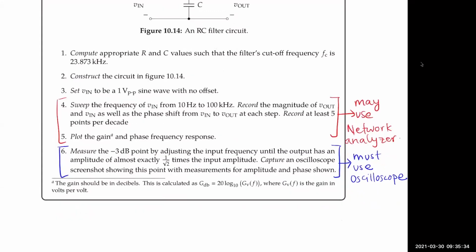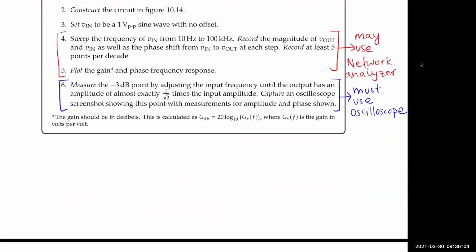Step 6, you're asked to measure the 3 dB point on an oscilloscope. So this step must be done in an oscilloscope. Basically, you're adjusting the frequency and observing the output amplitude and making a note of when that output amplitude reaches 1 over square root of 2 times the input amplitude. 1 over square root of 2 is approximately 70%. So you can use that as an indicator. Okay, but step 6 must be an oscilloscope picture.